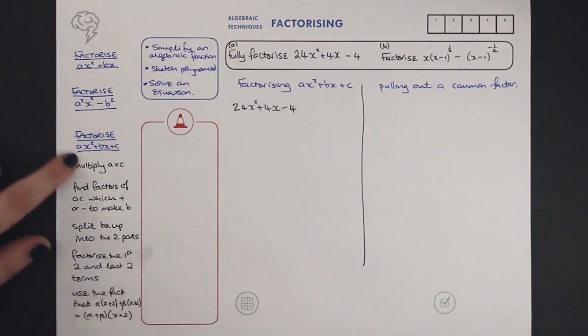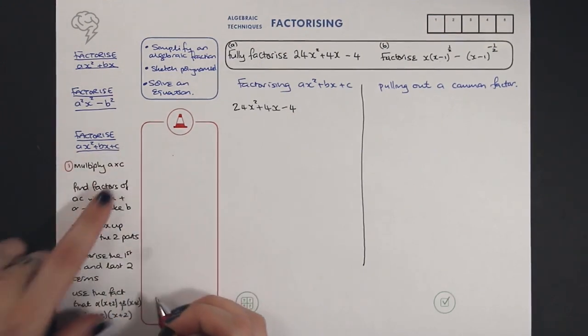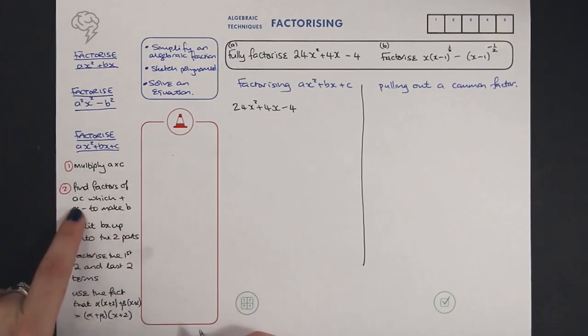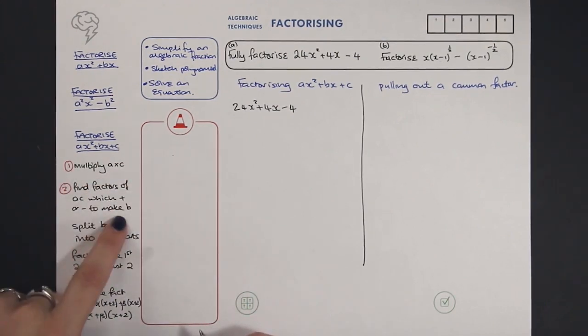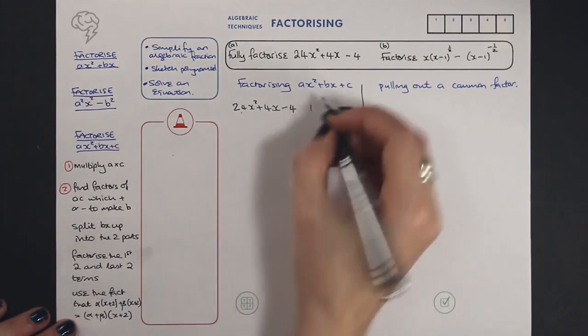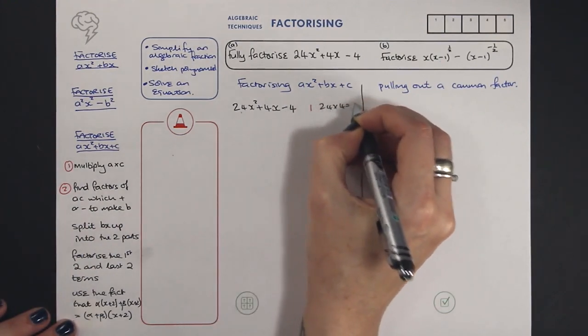Okay, it's really good. 1, we're going to multiply A and C together. Secondly, we're going to find the factors of that number which add or subtract to make B. So let's do 1 and 2. 1, we're going to multiply together A and C, 24 times 4.